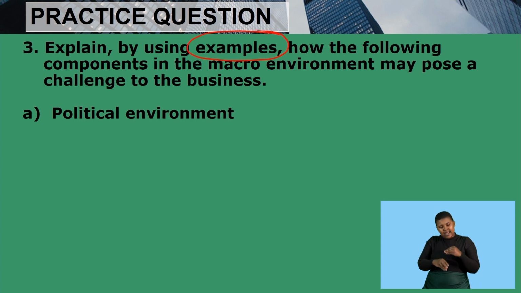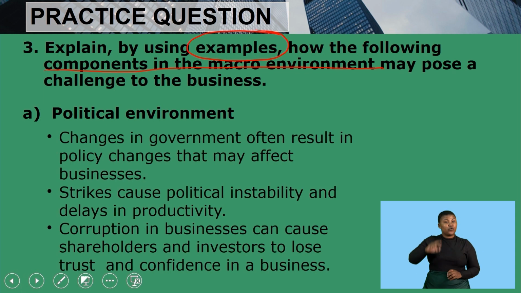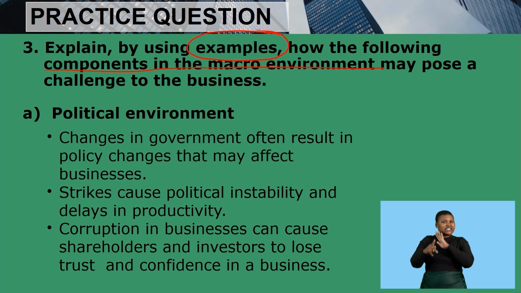So there's an instruction. We have to use examples in our explanation. How the following components in the macro environment may pose a challenge to the business. So they want us to discuss the challenges by referring to specific examples. So the first one being political environment. Remember, political environment can be governmental policies, or it can be political instability.